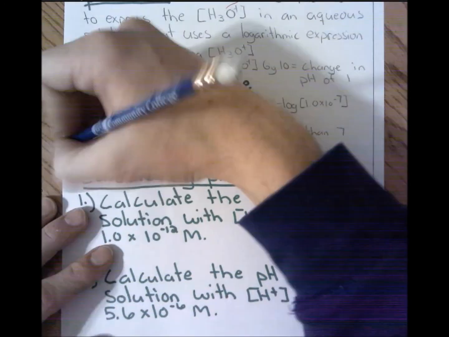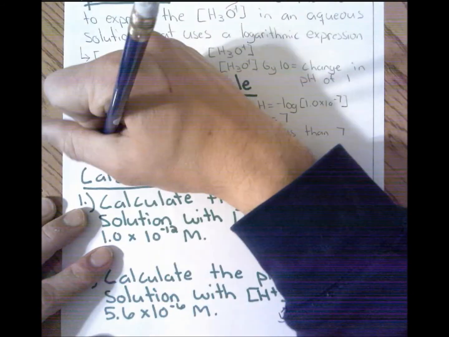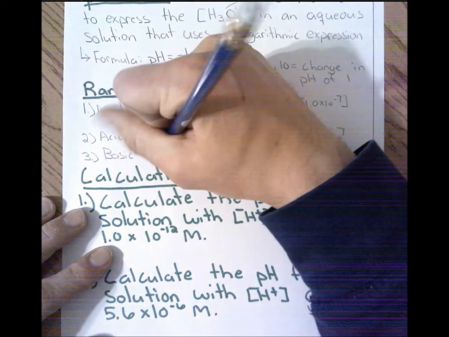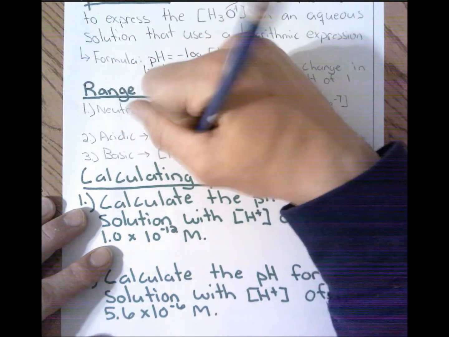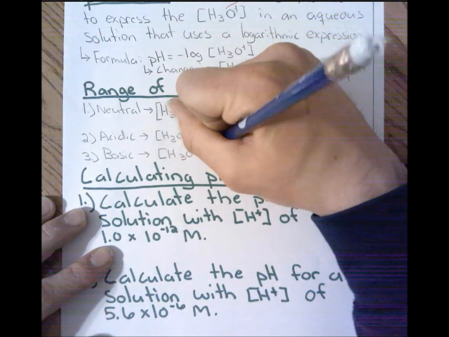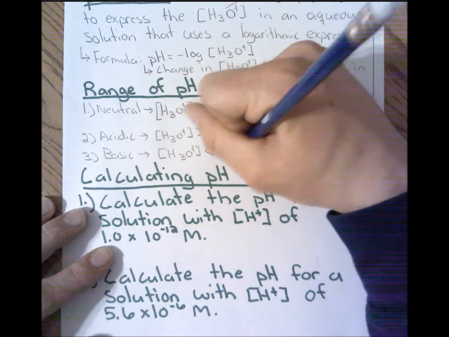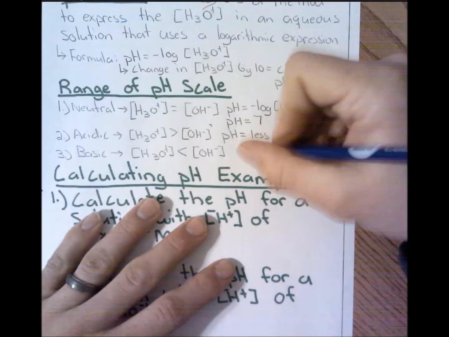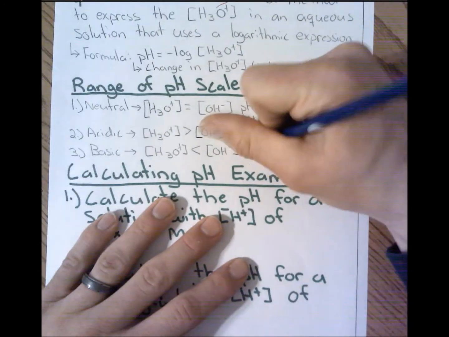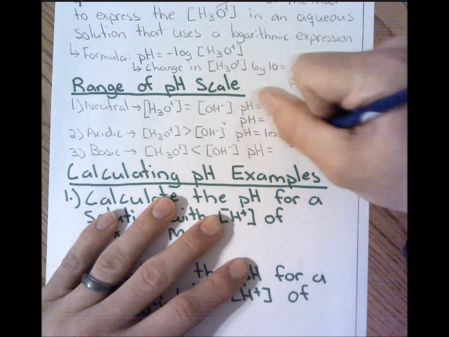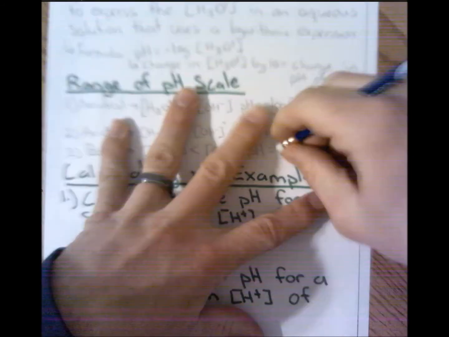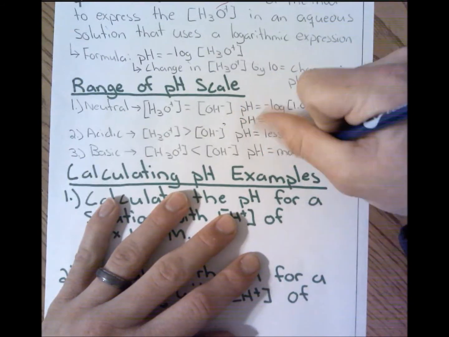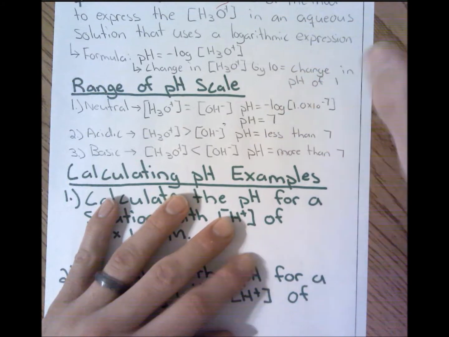Our third and final option in terms of the range of our pH is a basic solution. In this case, our hydroxide ions are in greater concentration than our hydronium ions. Again, I'm not going to associate a specific number, but for a basic solution, the pH is more than 7, so 7.01 or greater.